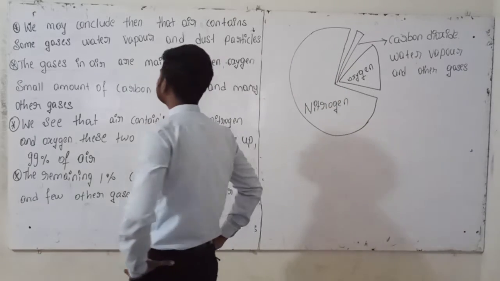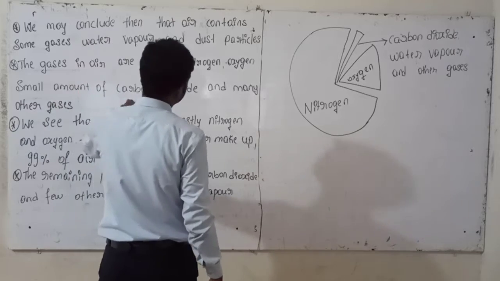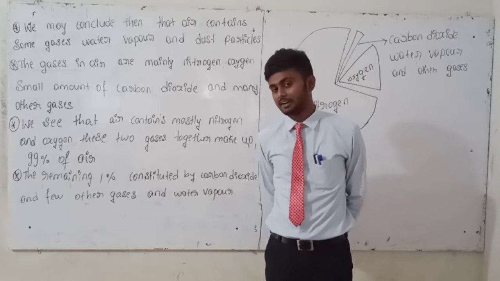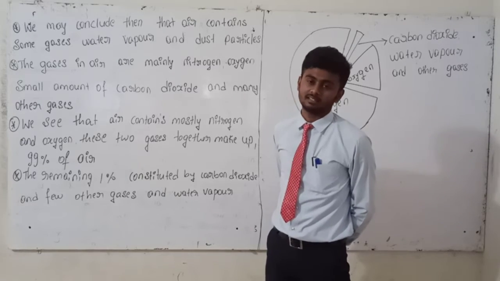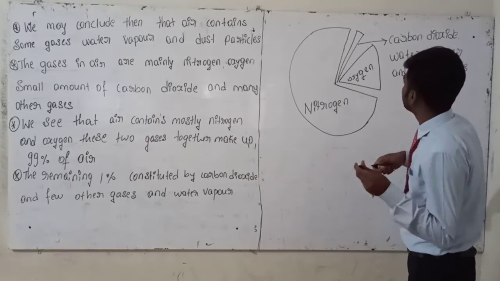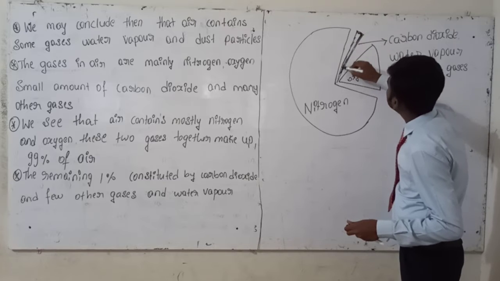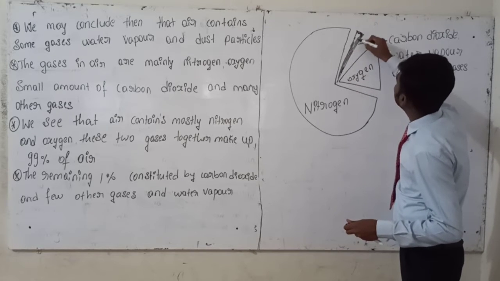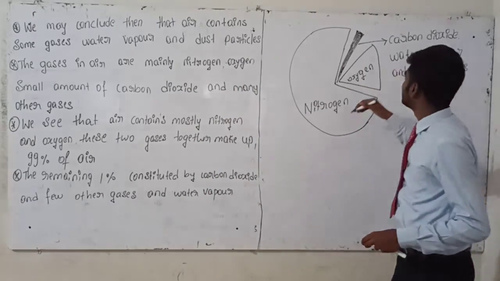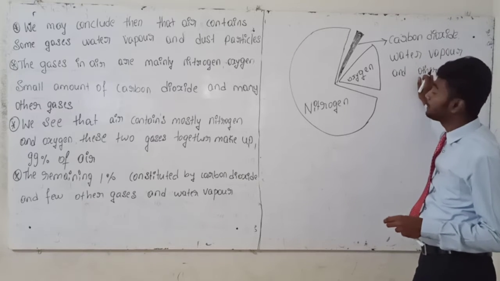The gases in the air are mainly nitrogen, oxygen, a small amount of carbon dioxide, and many other gases. Only a small amount of carbon dioxide is present in the air. Some other gases are also present, and also water vapors.